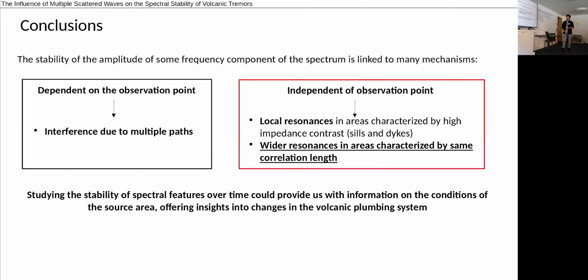So just concluding, we ran this kind of simulation, and we saw that the frequency component of the spectrum amplitude can be linked to many mechanisms. One of them depends on the observation point, so interference of multiple paths. And then there are some mechanisms that are not completely independent. So we have local resonance or wider resonance in areas characterized by the same correlation length. And so the conclusion is that studying the stability of the spectral features over time could provide us with information on the condition of the source area.